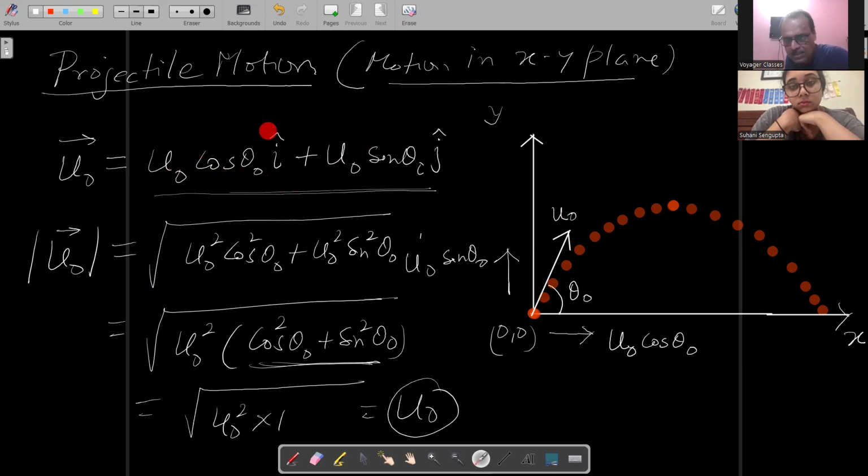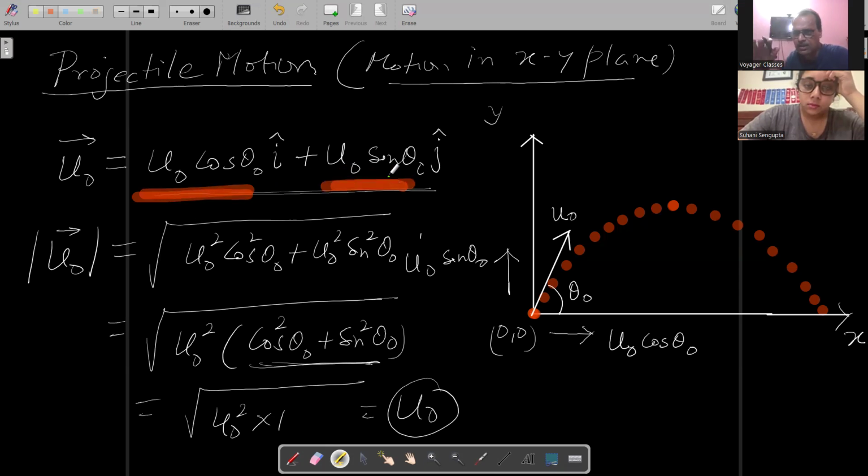That means from this particular form, we can again come back to the u0. If you take the magnitude, then we can find it in this way. Clear? This is the way we can find out the magnitude. So this is the horizontal component and this is the vertical component. This one we consider as the horizontal component of the velocity and this one we consider as the vertical component of this velocity.